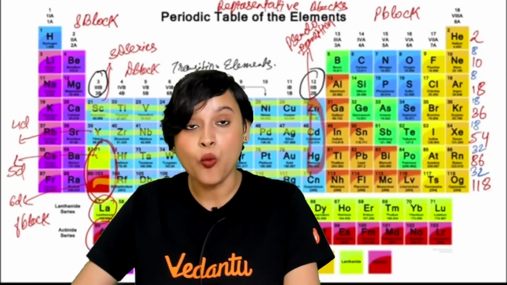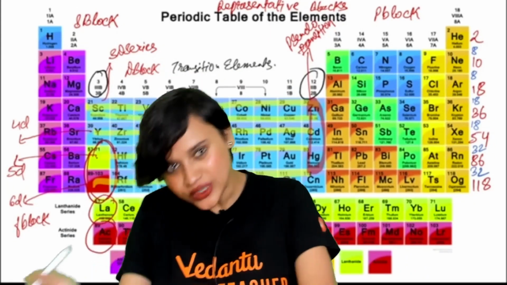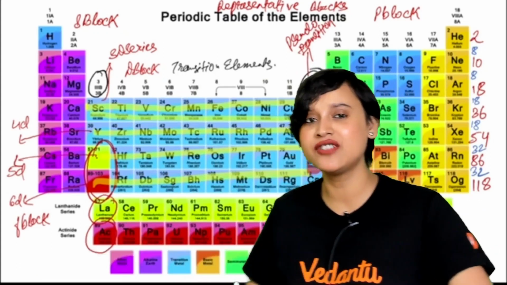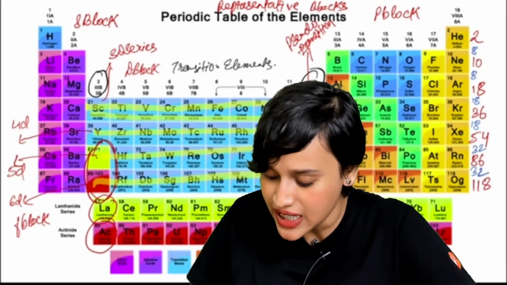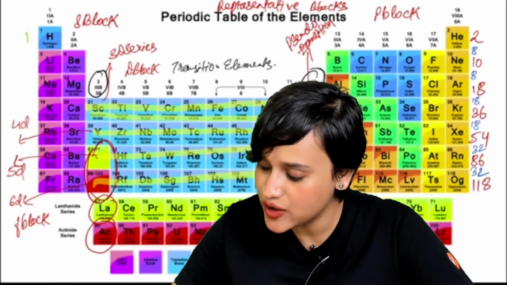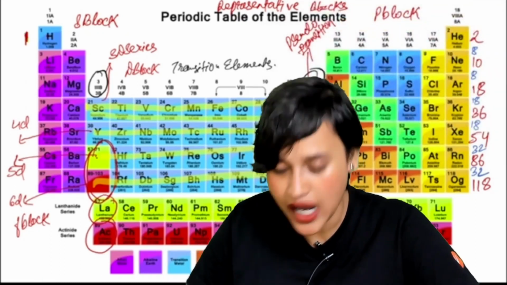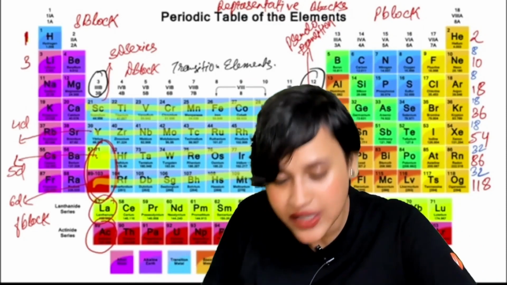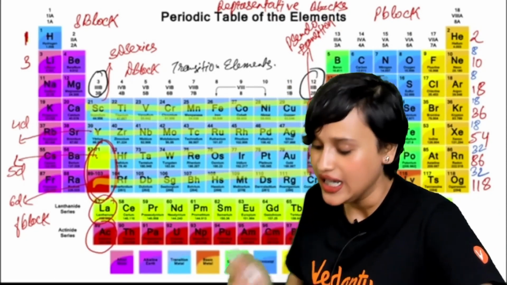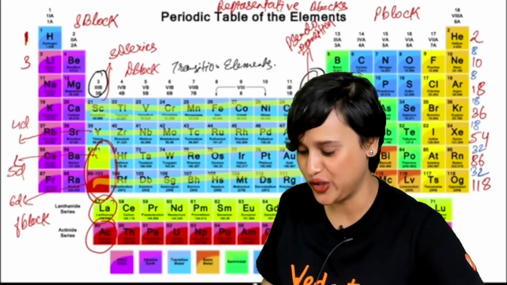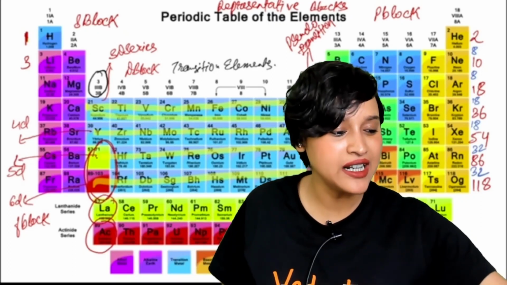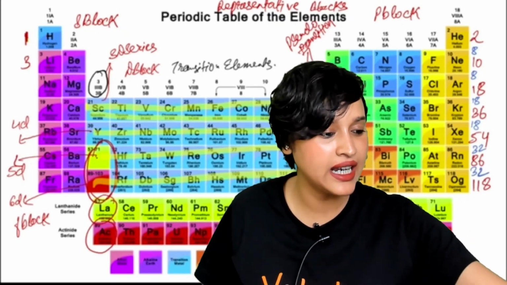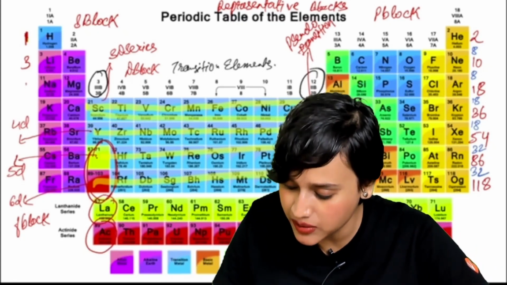See, hydrogen is 1. Do the same thing with s block elements and you will see what you get. Hydrogen is 1, everybody. Makes sense? Now, 1 plus 2 is going to give you 3. Now, 3 plus 8, how much will you get? You will be getting 11, which is nothing but sodium.